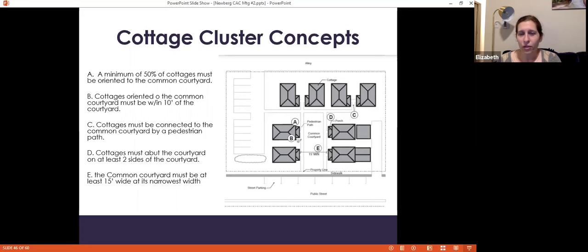Here's a graphic from the state about some of the specifics of how these have to be laid out, in terms of having half of them face onto this courtyard and getting the parking away from the units. Okay, next.